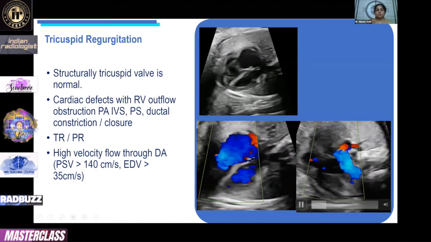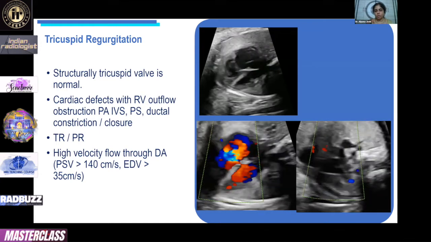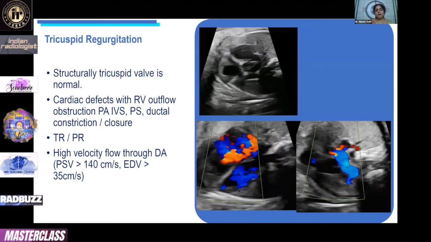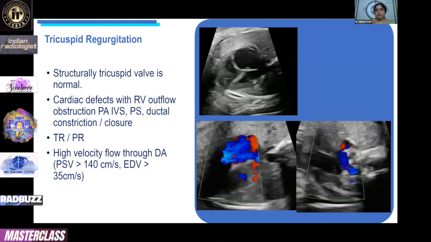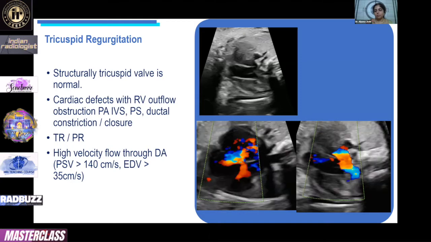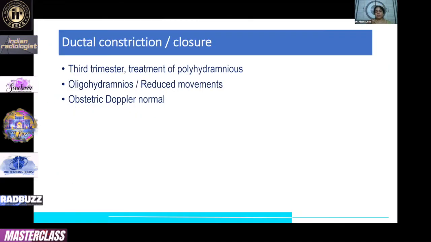Now, why is that so? It is because of the ductal constriction or a ductal closure. So there is typically TR, there is PR, there are high velocities across the ductus, and these causes should be remembered. It is not always because of some structural defect, but it is just a functional problem. And this typically happens in the third trimester, especially when you're treating polyhydramnios with prostaglandin synthetase inhibitors.